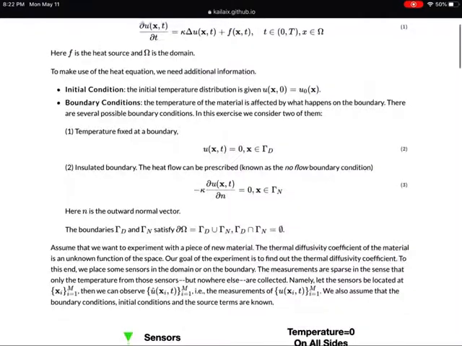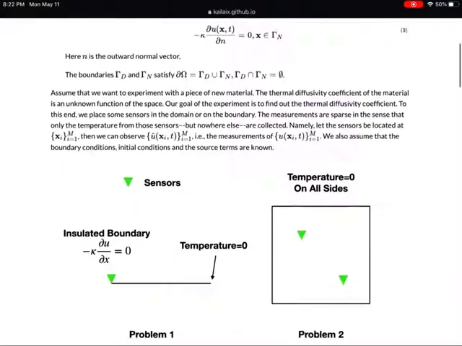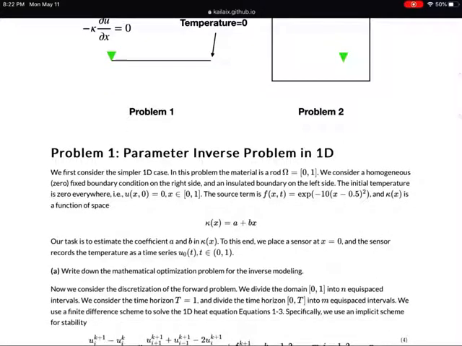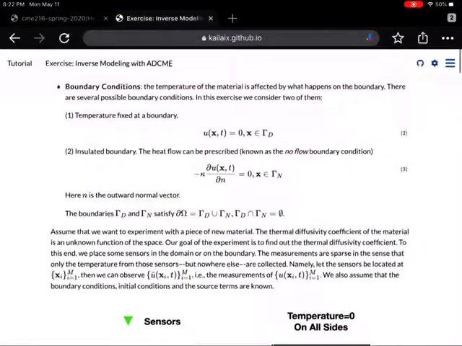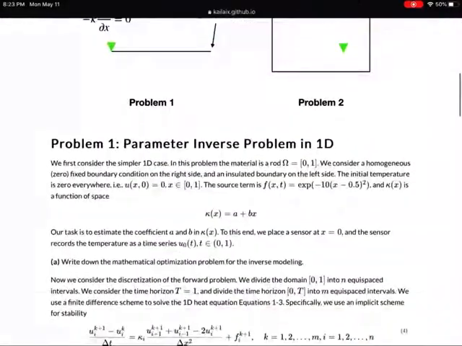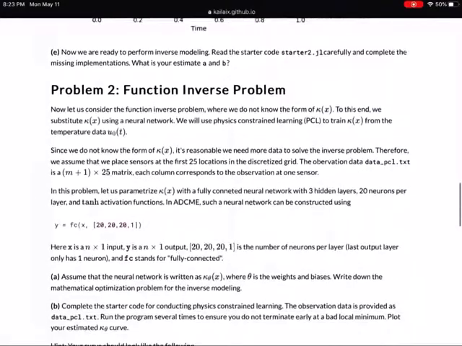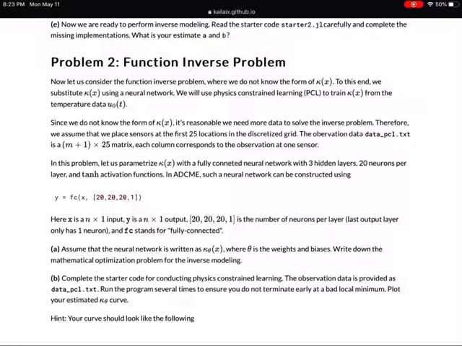And also we have specific boundary conditions, equations 2 and 3. In the first problem, you are going to solve a 1D heat equation and estimate the parameters A and B in this kappa(x), where kappa(x) is the thermal diffusivity coefficient. In the second problem, you are going to estimate this diffusivity coefficient kappa(x) without knowing the form of kappa(x), and you will use a neural network to approximate it, where x is the input to the neural network and the output is kappa(x) itself.